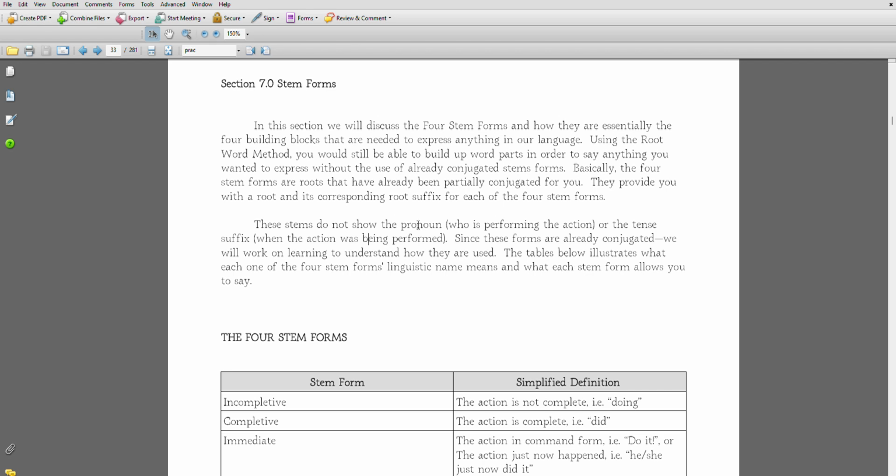These stems do not show the pronoun who is performing the action or the tense suffix when the action was being performed. Since these forms are already conjugated, we will work on learning to understand how they are used. The tables below illustrate what each one of the 4 stem forms' linguistic name means and what each stem form allows you to say.